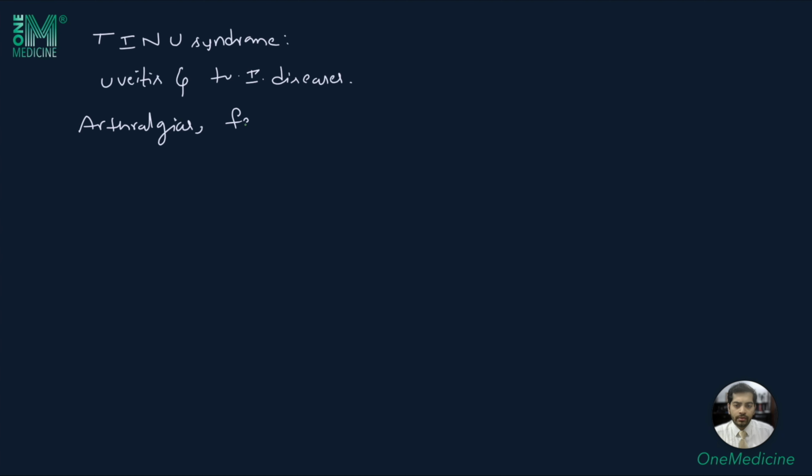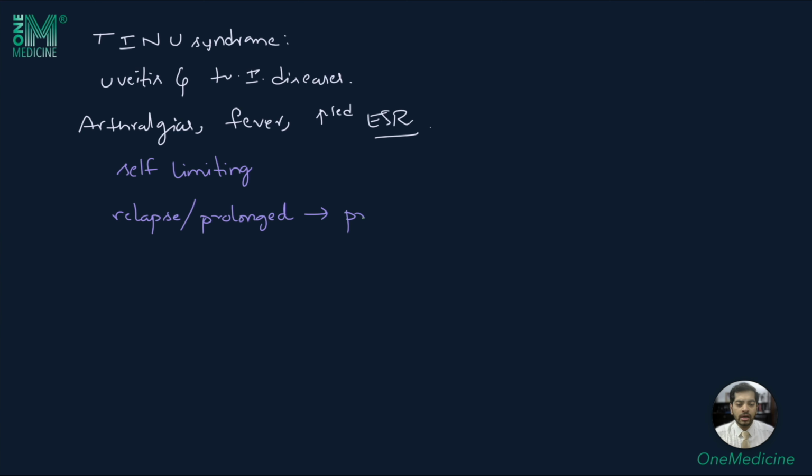The tubulointerstitial nephritis with uveitis syndrome, or TINU syndrome, presents not only with uveitis and features of tubulointerstitial disease, they also have arthralgias. They will have fever. On labs, they can have increased erythrocyte sedimentation rate. These cases are usually self-limiting, and if there is relapse or prolonged duration of illness, then patients are treated with prednisolone.